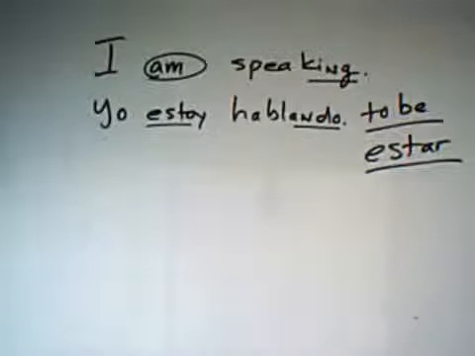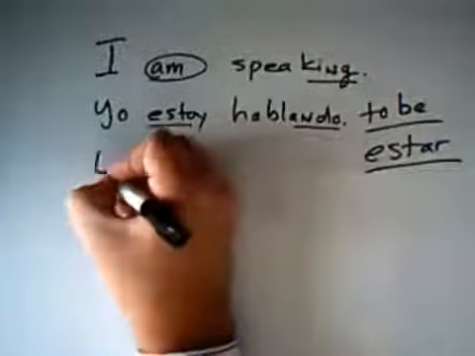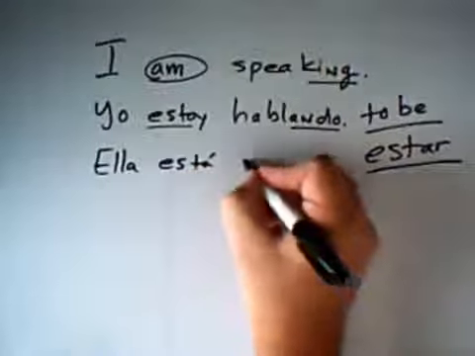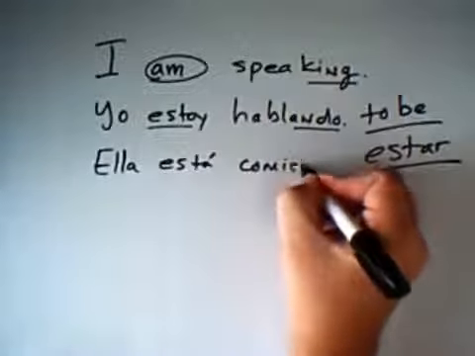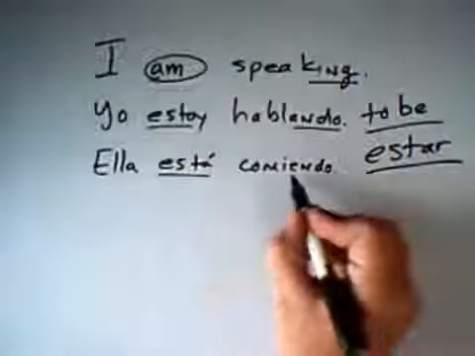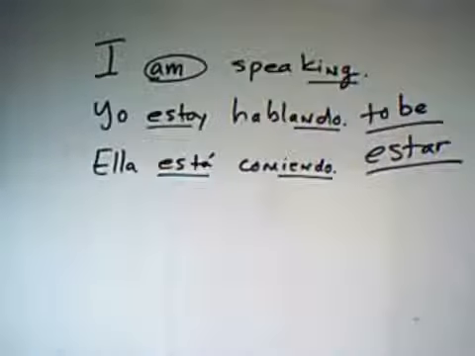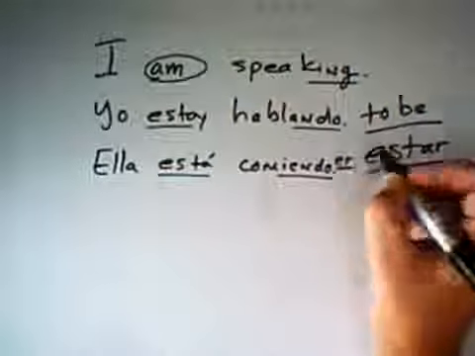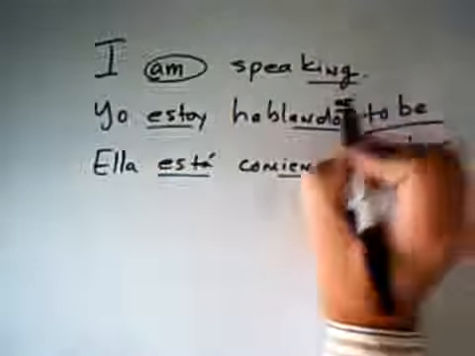Okay, what was our other example? She is eating. Ella está comiendo. Comiendo. Okay, so we have a form of the verb to be, está, and our present participle ending iendo, I-E-N-D-O, for what we have here is an ER verb, comer. Hablar was an AR verb.